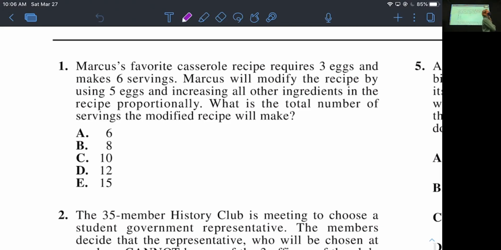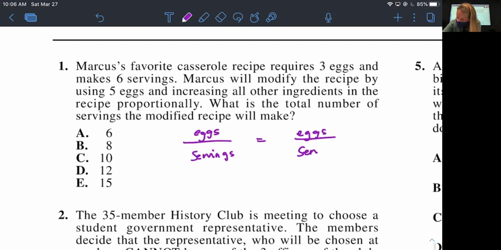Whenever you're given a proportional problem, you got to think about what two things are they relating, and you make a fraction out of it. Proportion is just two fractions that are equal. So they're relating eggs and servings in this problem. So what I would do is I would say eggs over servings has to equal eggs over servings. Since they're proportional, you get to set up a proportion. So a fraction equal to a fraction. The relationship that they gave you was 3 eggs makes 6 servings. So 3 over 6 is going to equal 5 eggs makes how many servings?